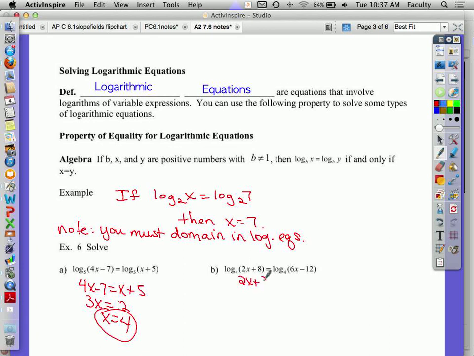Okay, I have 2x plus 8 equals 6x minus 12. If I subtract 2x from both sides and add 12, I get x equals 5, and I check it in both, and it's okay. All right, no problems.